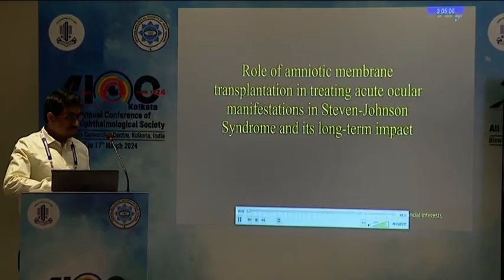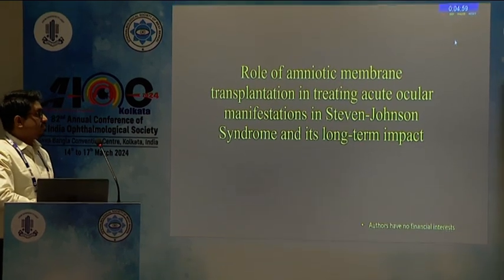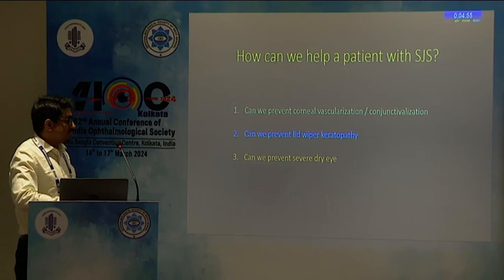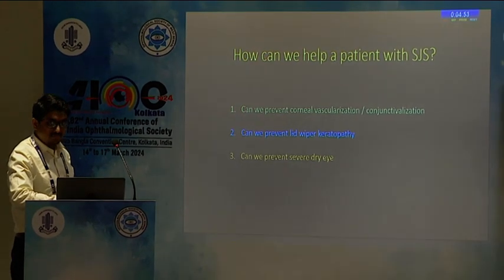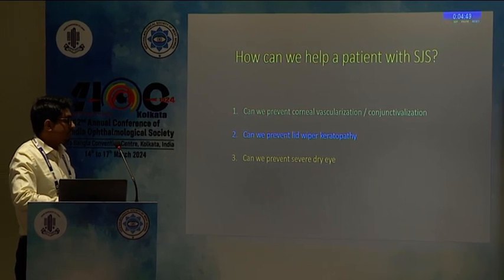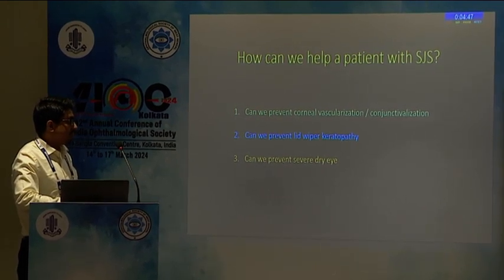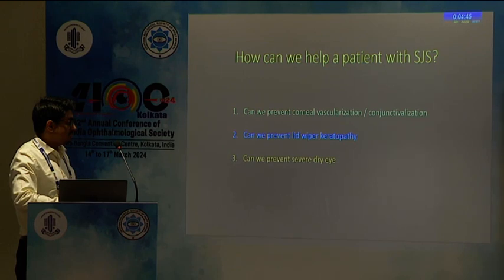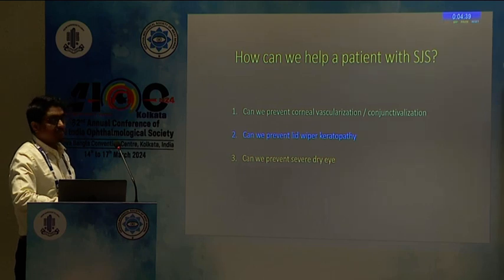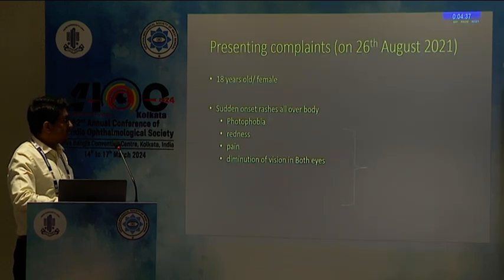Hello everyone. The title of this presentation is Role of Amniotic Membrane Transplantation in Treating Acute Ocular Manifestations in Stevens-Johnson Syndrome. We all know that Stevens-Johnson syndrome sequelae can result in corneal vascularization, lid margin keratinization, and subsequent lid hyperkeratopathy and severe dry eye, adding to the morbidity by causing corneal opacity. These conditions can be prevented by doing amniotic membrane transplantation in the early stage.